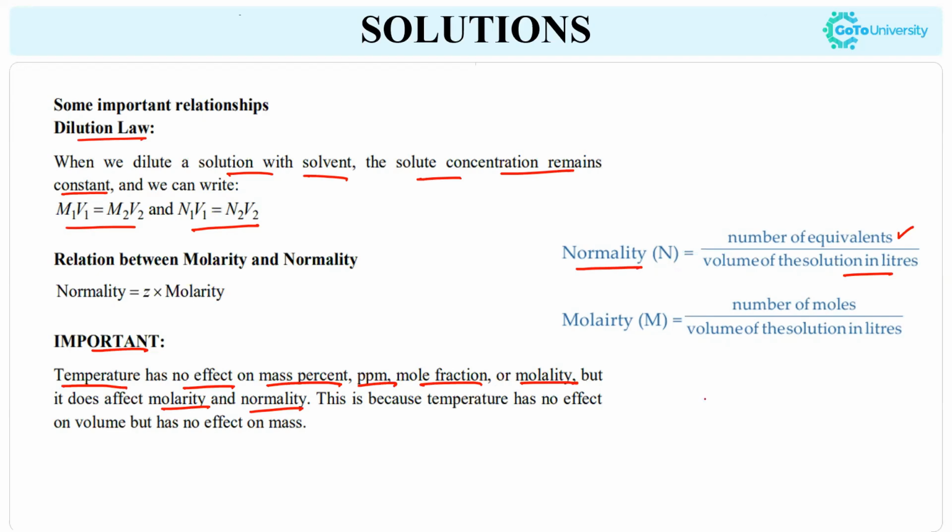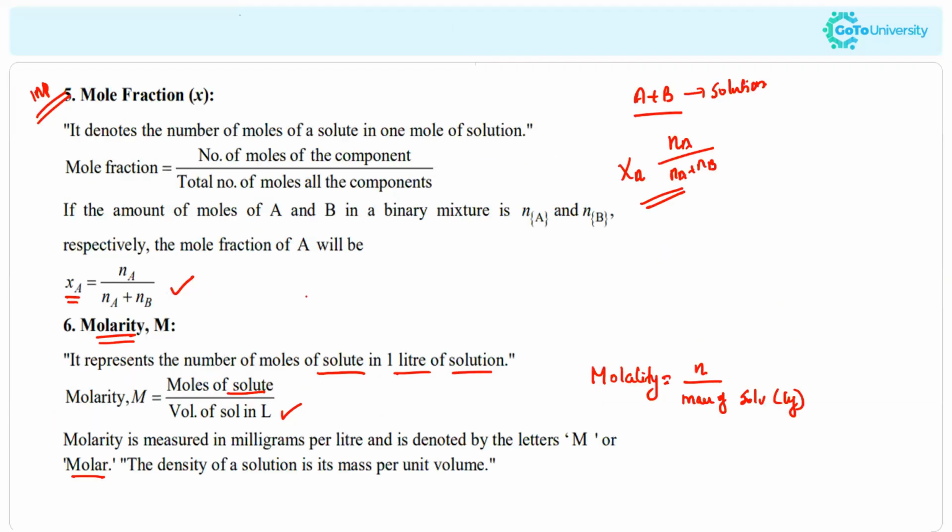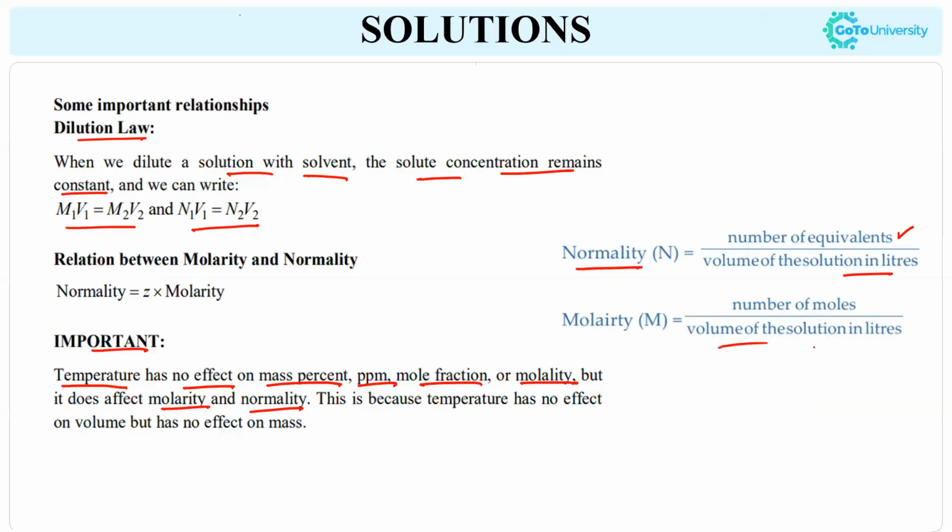Why? Because in the previous session we said that molarity is the number of moles of solute divided by the volume of the solution. Right? But molality means number of moles of solute divided by mass of the solvent. So the mass of the solvent cannot be changed by altering the temperature. Okay, but coming to the molarity, here we are using the volume of the solution, right? Molarity is the number of moles of solute present in a particular volume of the solution. So here the volume of the solution will be affected by temperature.